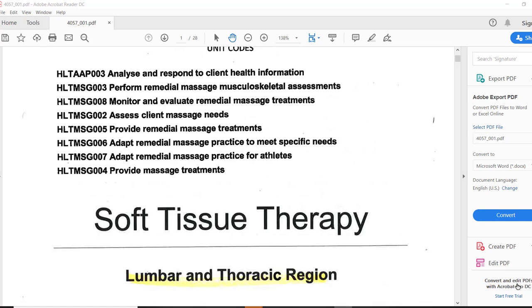In this video, we're going to look at the region booklet for the lumbar and thoracic region. So in this booklet, parts 1 and 3 have been completed, but there are still parts to complete in part 2, plus parts 4, 5, 6 and 7.